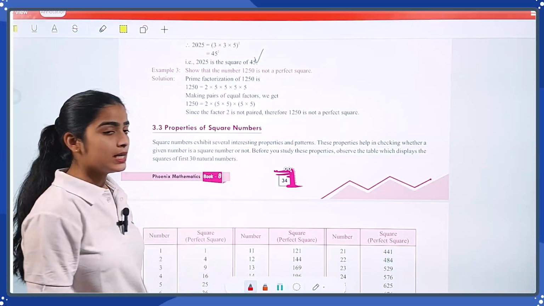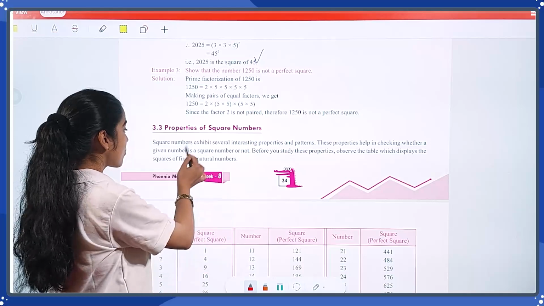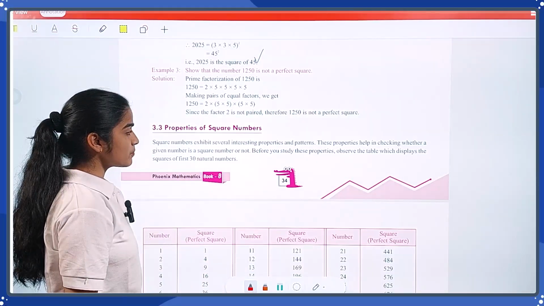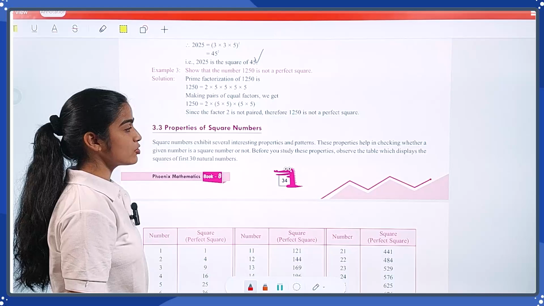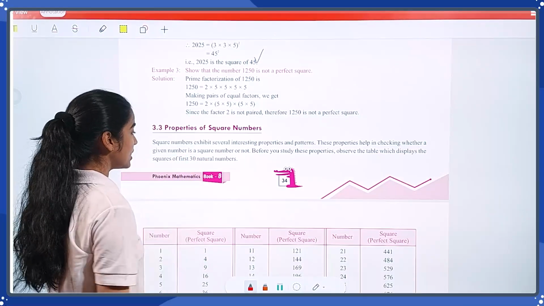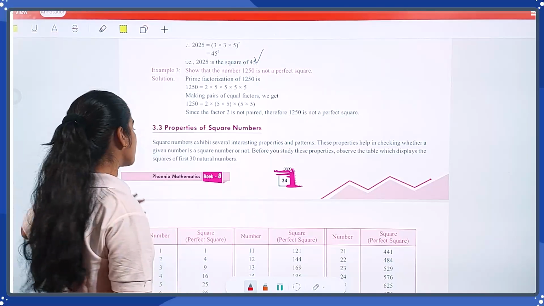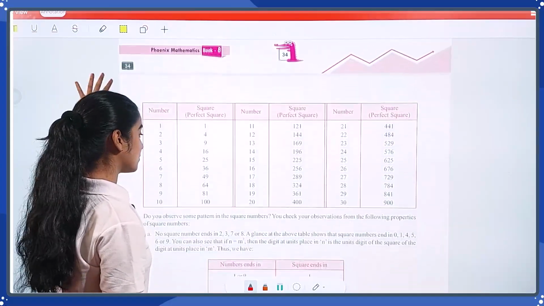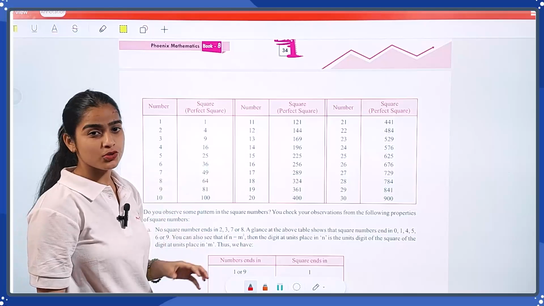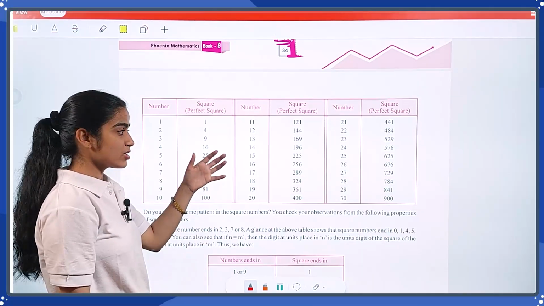Properties of square numbers. The first property: square numbers exhibit several interesting properties and patterns. These properties help in checking whether a given number is a square number or not. Before you study these properties, observe the table which displays the squares of the first 30 natural numbers. So we have the first 30 natural numbers. In most cases, students just learn these numbers.